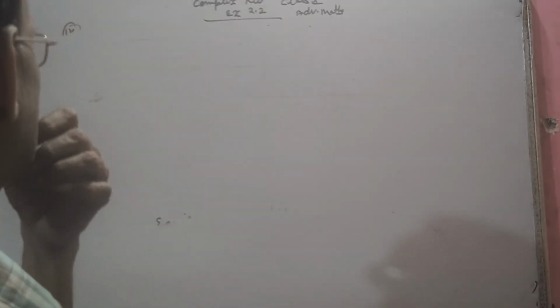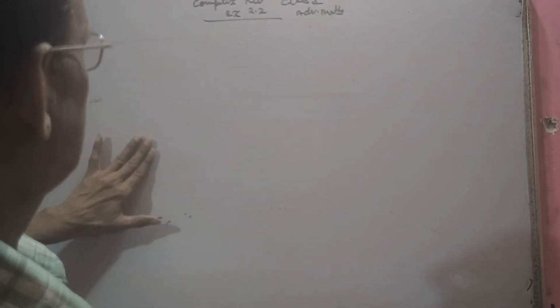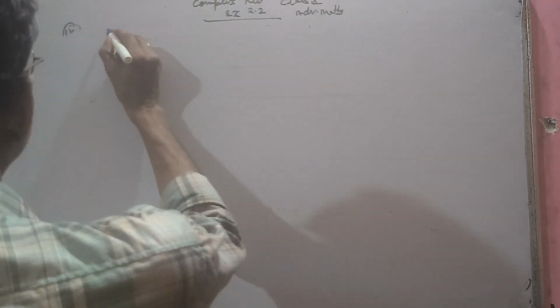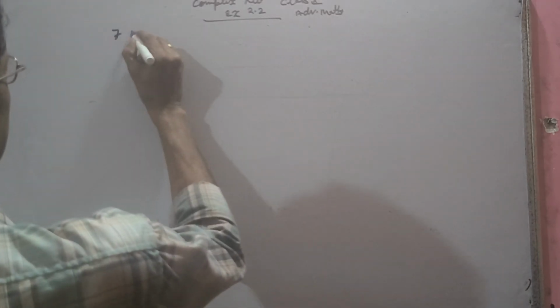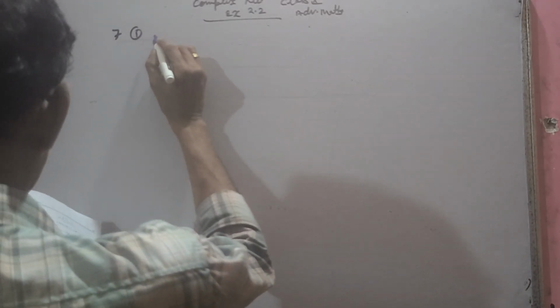Hello students, today we will continue exercise 2.2. Till number 6 we have completed in the last class. So from number 7, exercise 2.2, complex numbers, question 1.